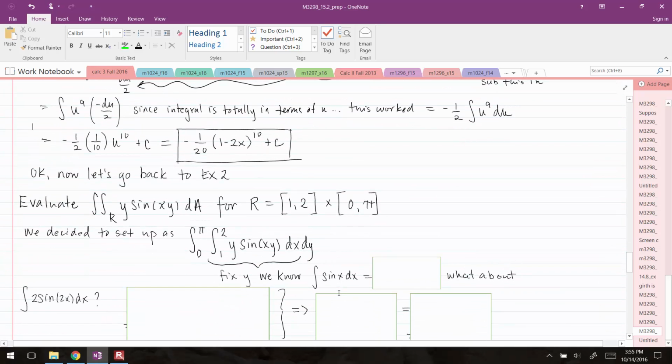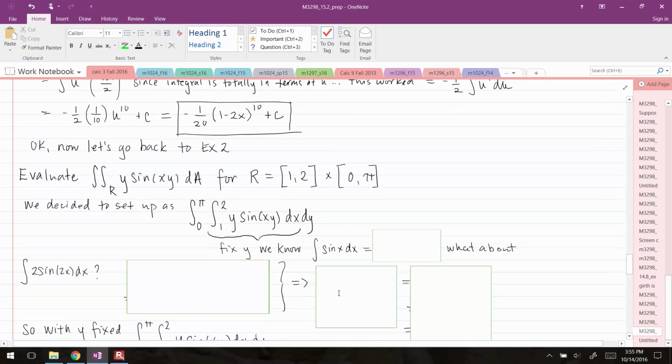So going back now to example 2, with that background in mind, we said the integral in terms of x would be easier. Now with our substitution eyes on, notice that we have a composite function, sine of x times y. It's not just sine of x. So it's a composite function. When we fix y, we can treat that like a constant on the inside and the outside. We know that the integral of sine is negative cosine.